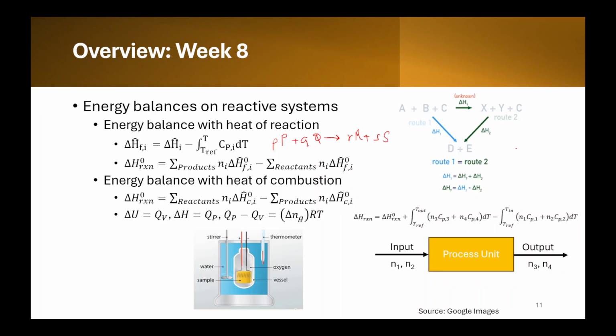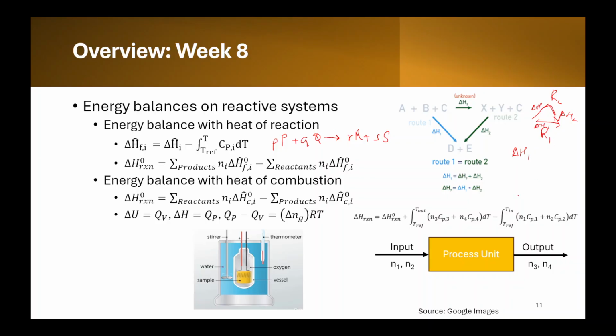So this is basically delta route 1. Okay, route 1 is denoted by R1, and this is basically your route 2. Okay, there is another route 2. You don't know this delta H, but you do know this delta H2, and you know this delta H1.